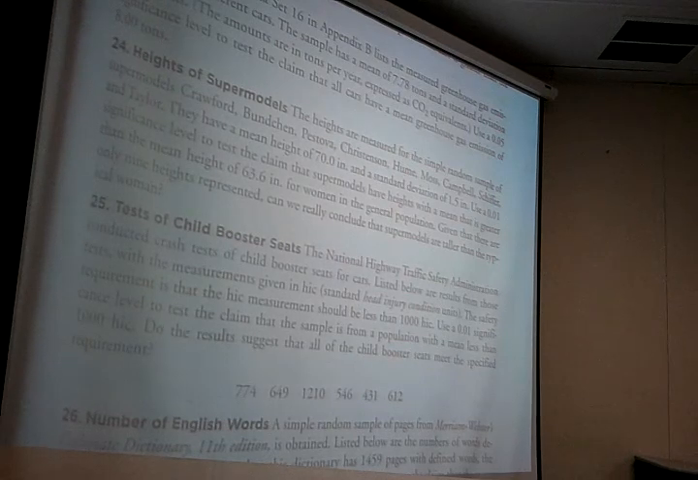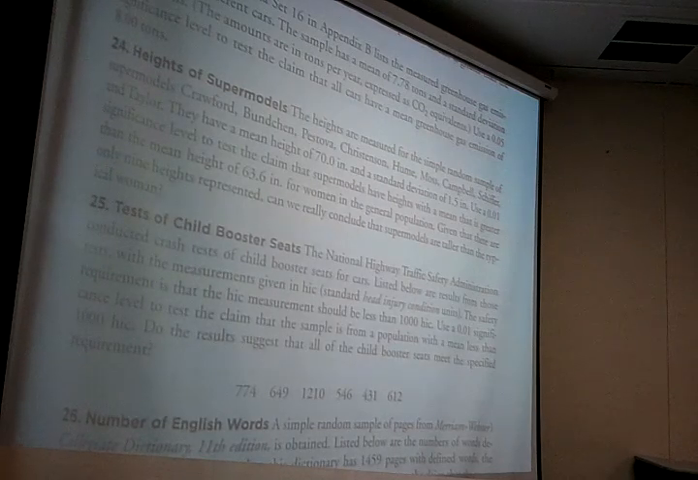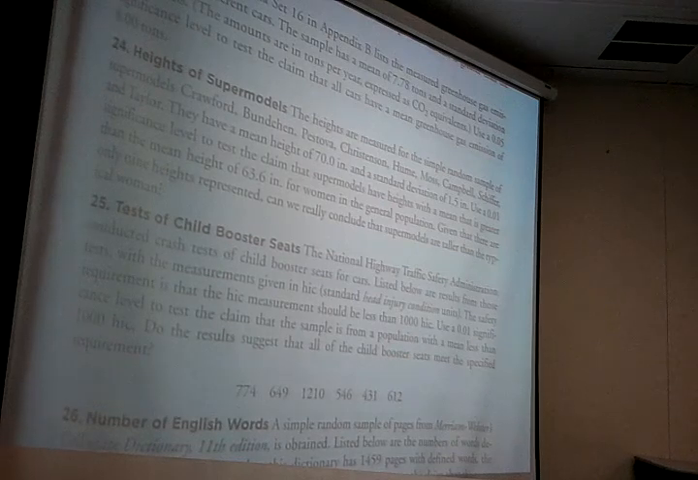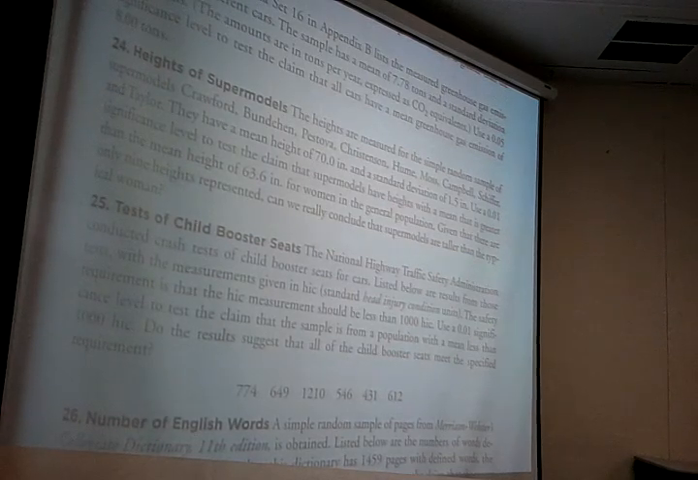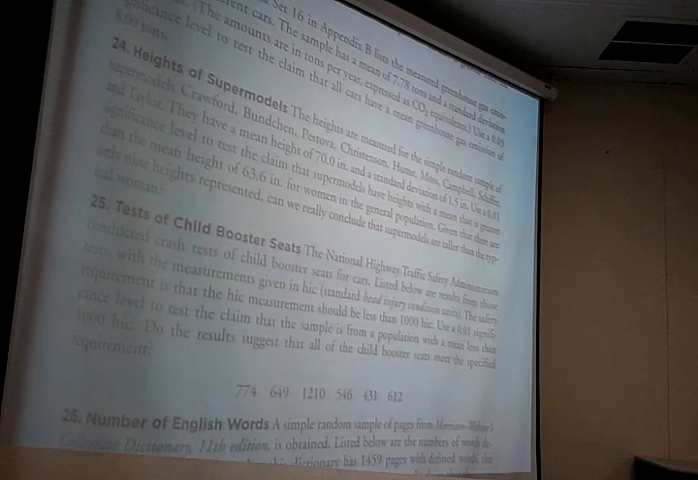Heights of supermodels. Blah, blah, blah. So they're trying to see the claim that the heights for supermodels are greater than the heights of the general population of women, which you would expect to probably be true, which is true also for male models, right? Height is a valued attractiveness factor, right?